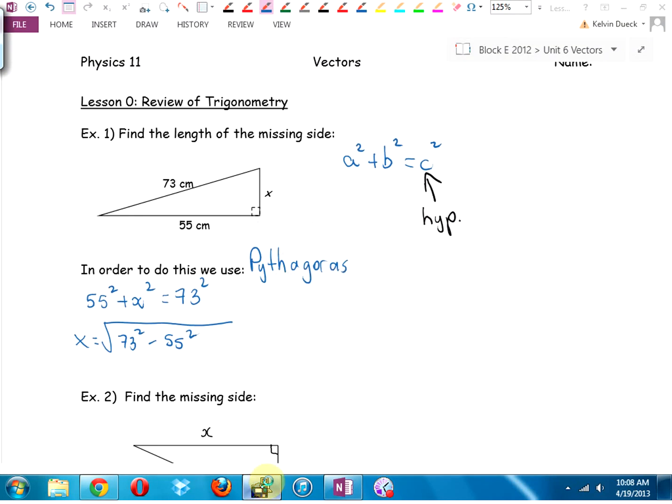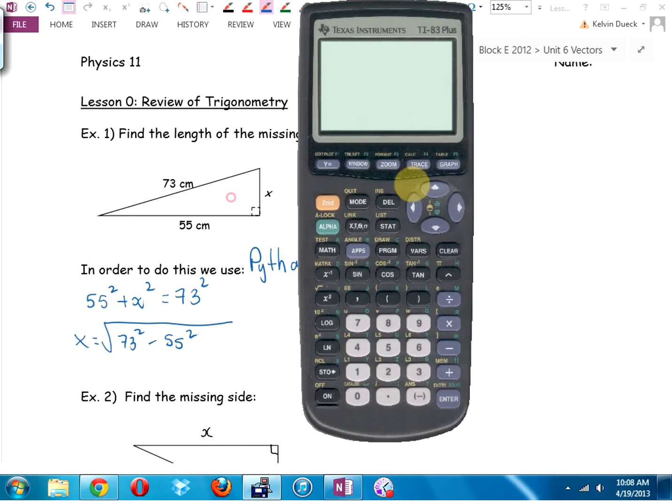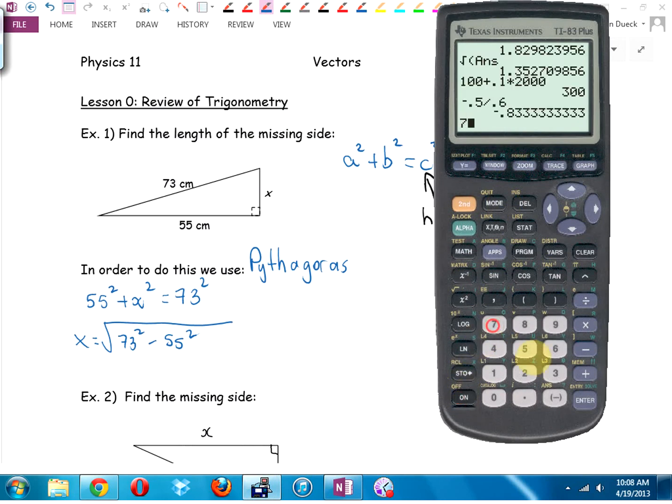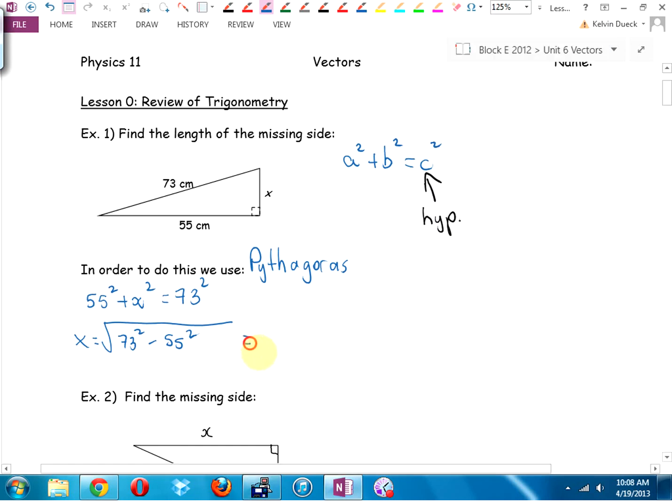So it's going to be 73 squared minus 55 squared. I don't think this will work out evenly, although it might by a fluke. And then I'll go, oh, this might work out evenly. Square root. Holy smokes, it did. 48 centimeters.